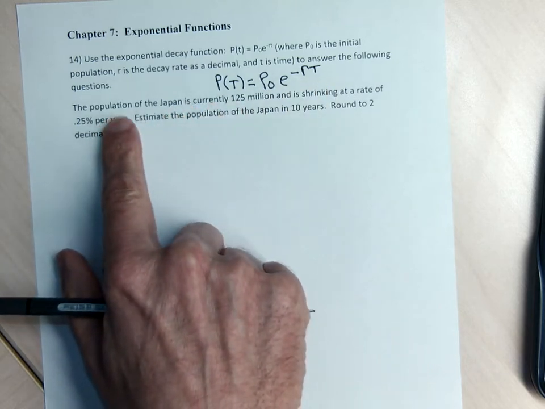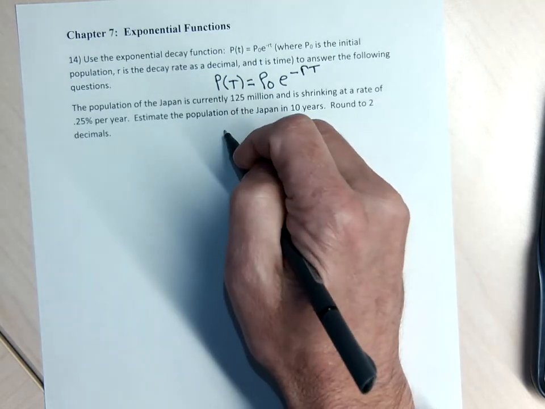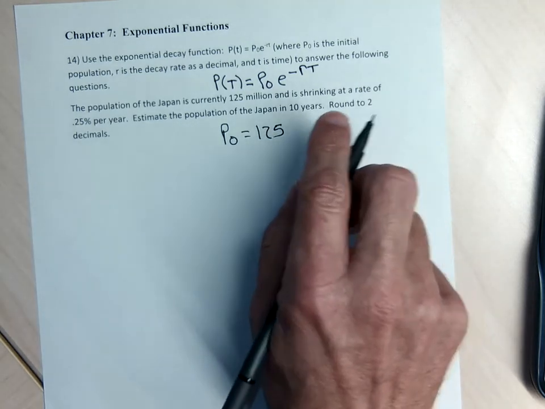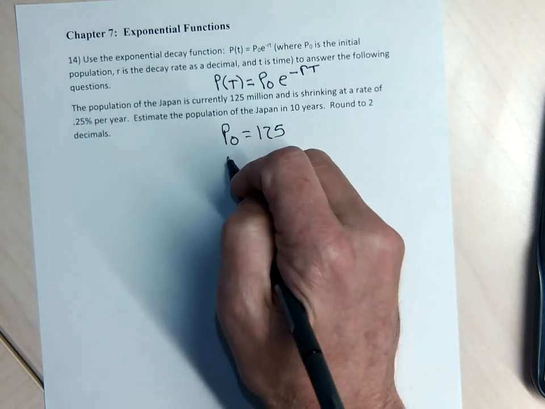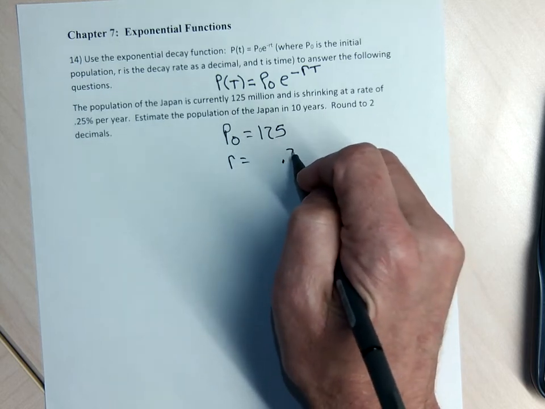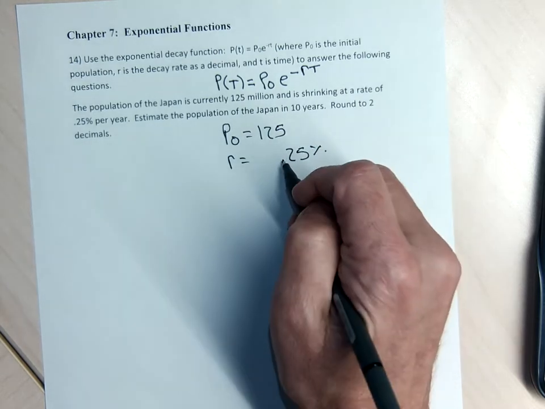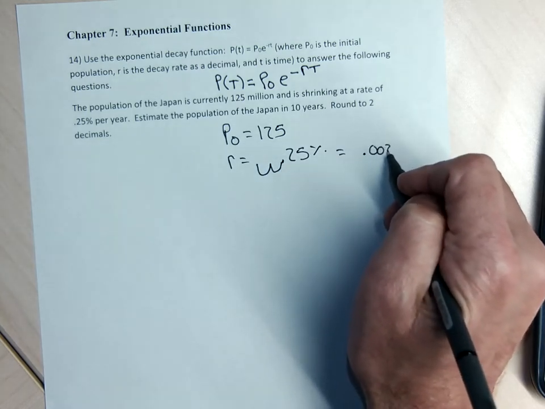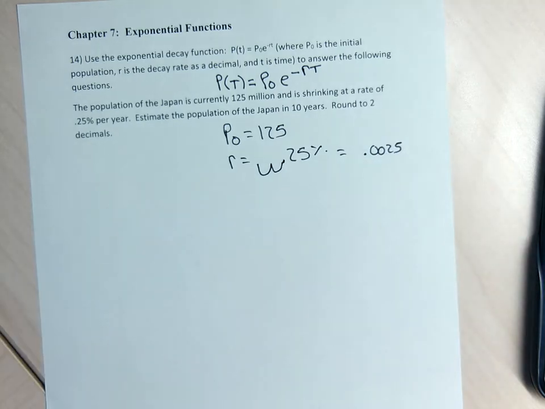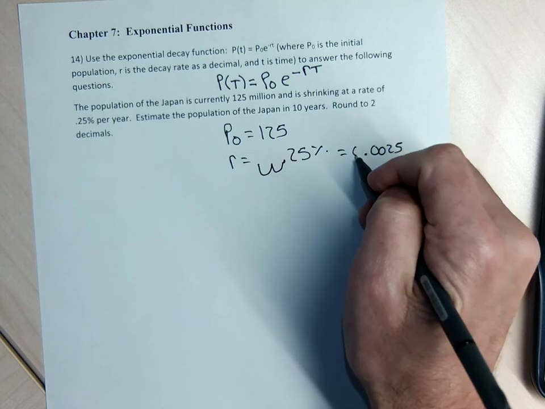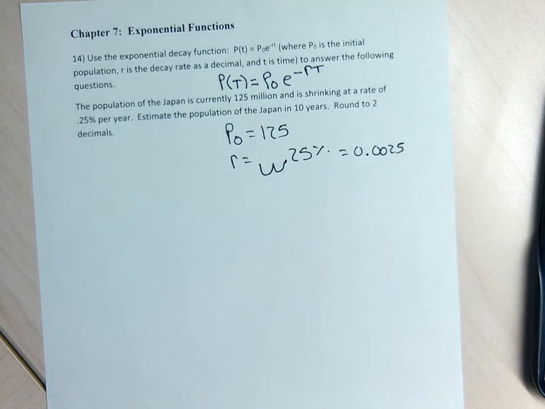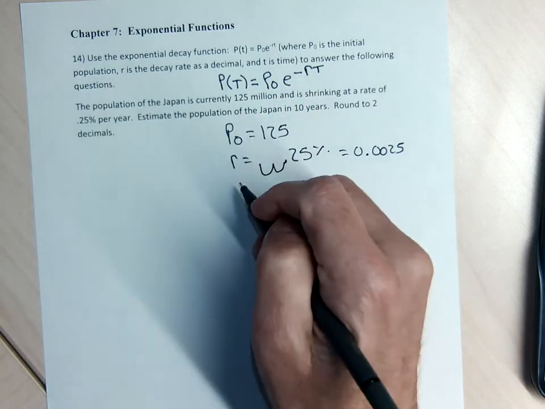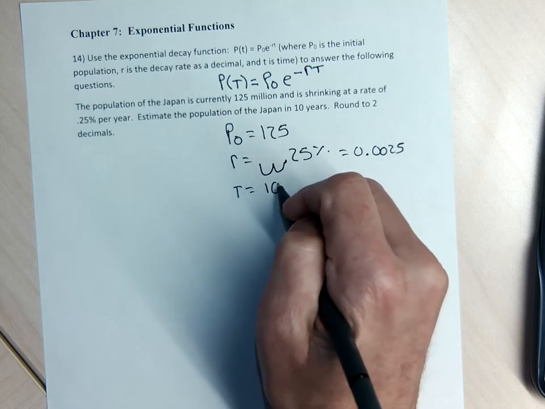Problem 14 talks about the population of Japan currently being 125 million people. So the P sub 0, the starting population, is 125 million. It's shrinking at a rate of 0.25% per year. So the R as a percent is 0.25%. I'm going to back up the decimal 2 and get 0.0025 for the decimal. Usually we don't start a number off with a decimal. We throw a 0 preceding that decimal. So the R is going to be 0.0025 preceded by a negative from the formula. Estimate the population in 10 years. The time is going to be 10, round to 2 decimals.